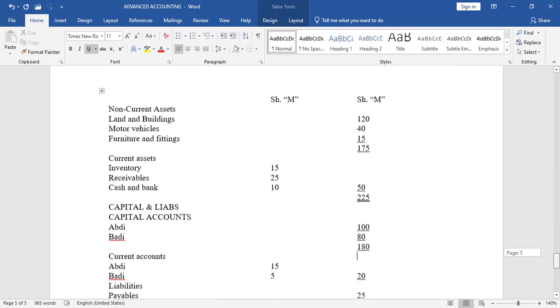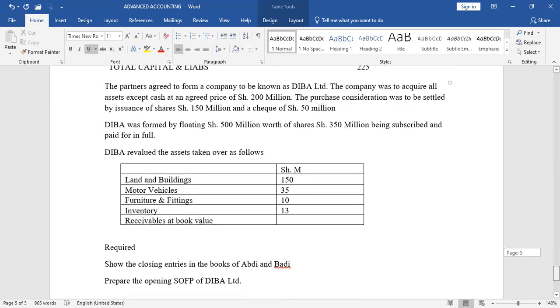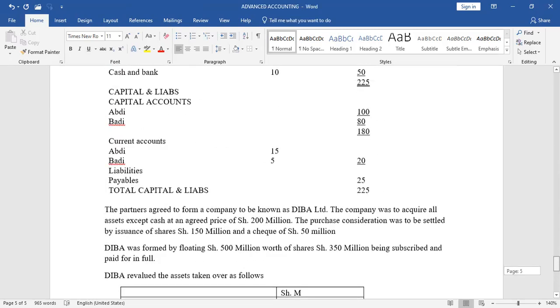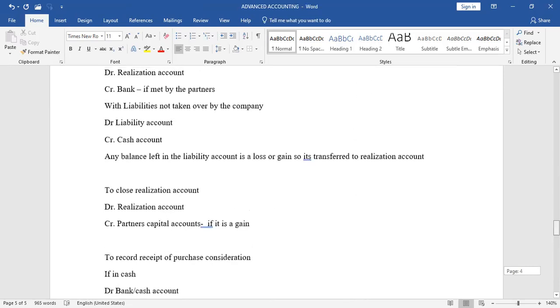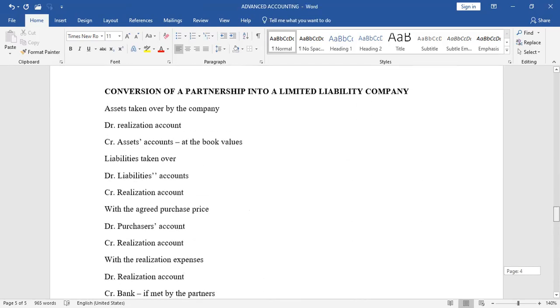Now, the assets were revalued at these amounts, and you are told to prepare closing entries in the books of Abdi and Buddy, and then the opening statement of financial position of DIBA, this new company. What are we supposed to do?